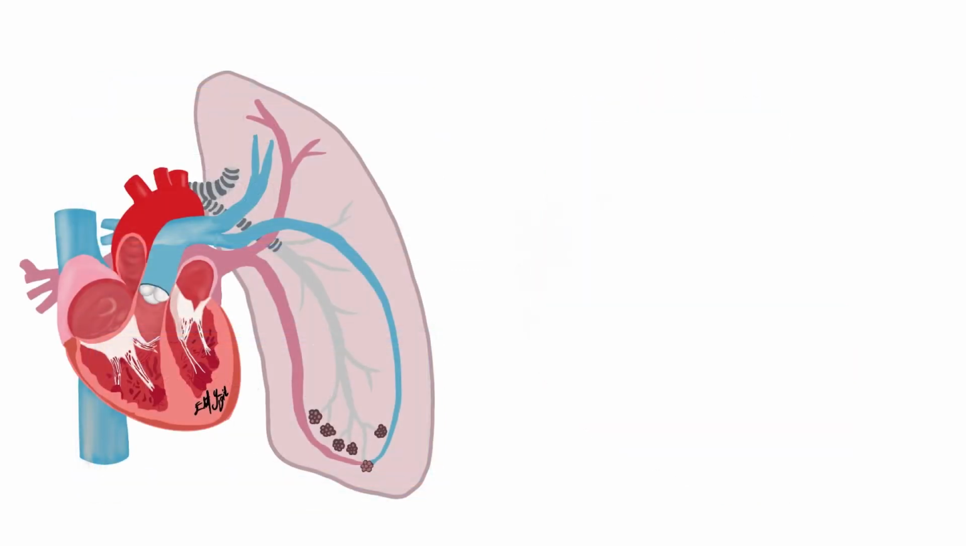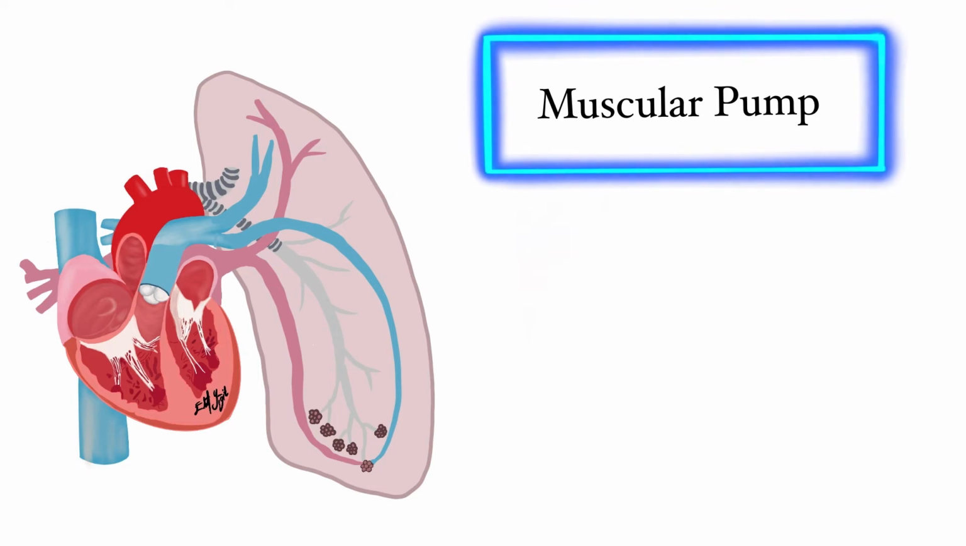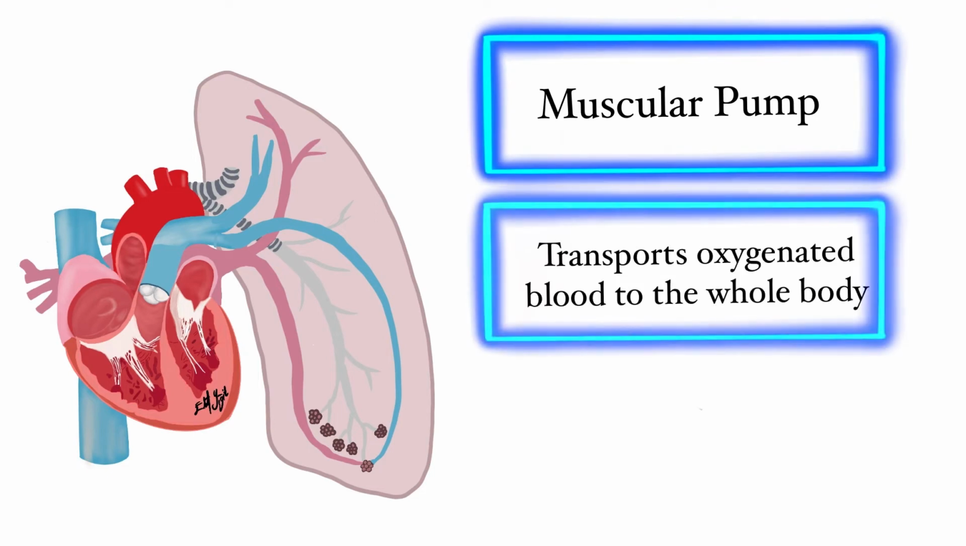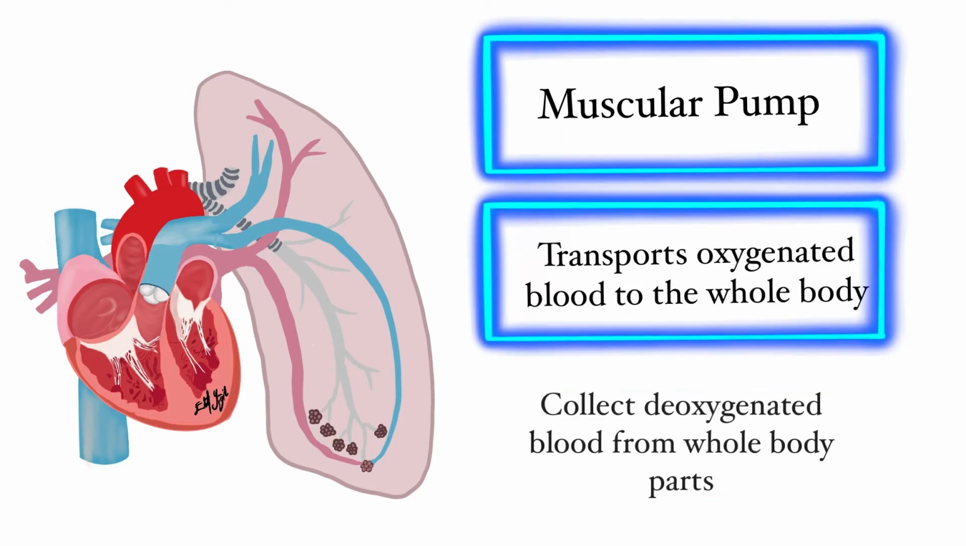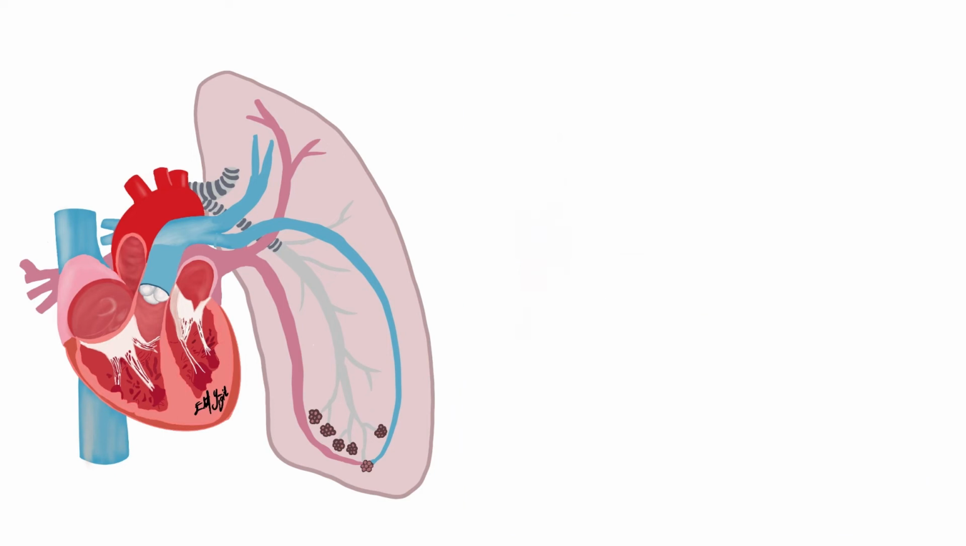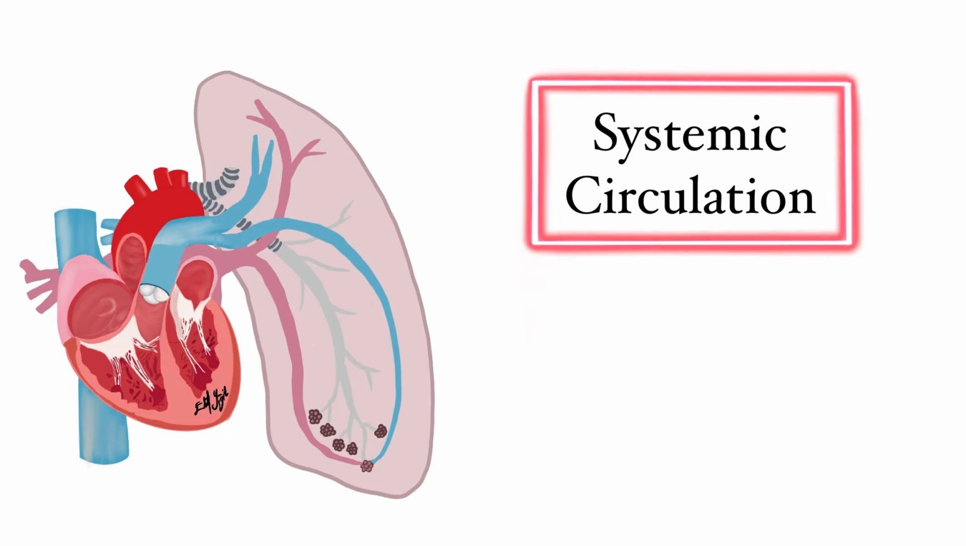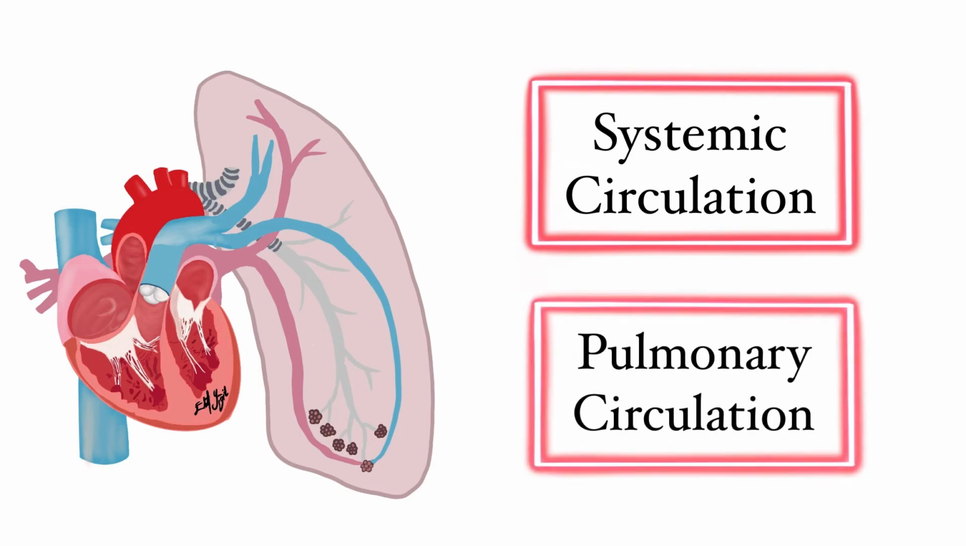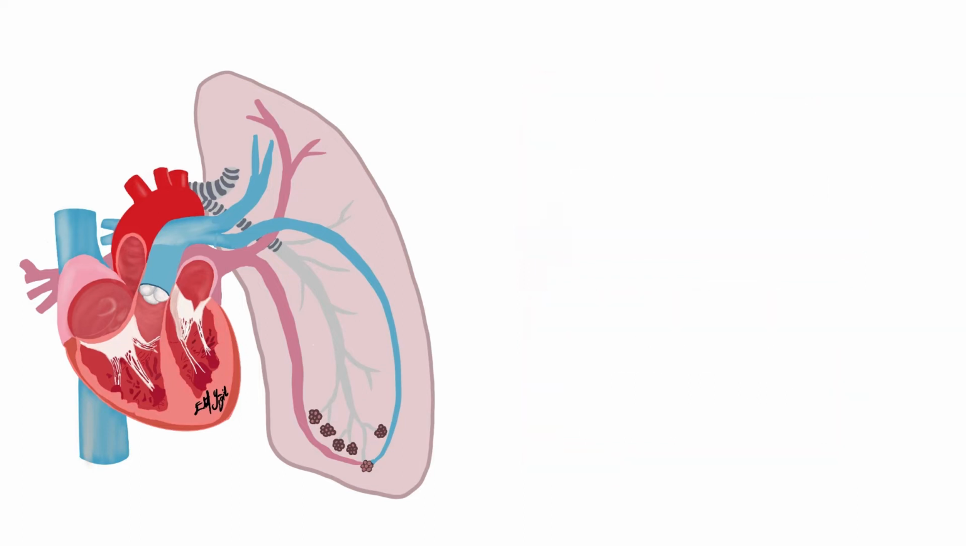The heart acts as a muscular pump that transports oxygenated blood to the whole body and also collects deoxygenated blood from the whole body. There are two kinds of blood circulation in the body: systemic circulation and pulmonary circulation. While systemic circulation is a transportation between the heart and the rest of the body, pulmonary circulation occurs between the heart and the lungs. There are two main veins that transport venous blood to the heart.